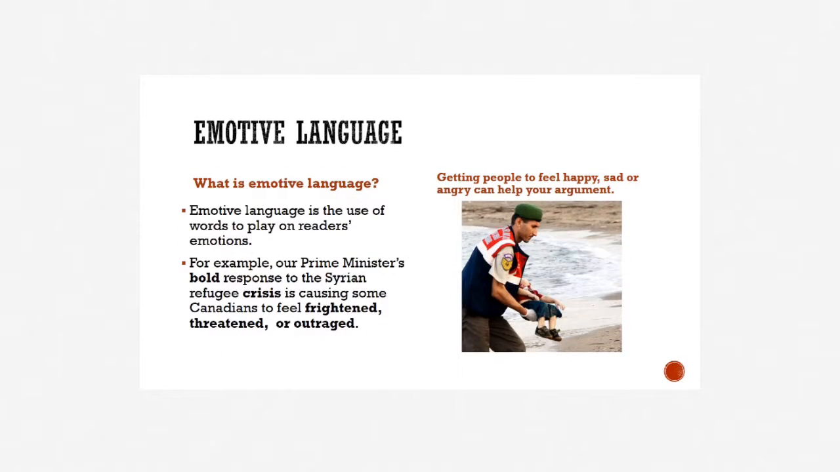In order to make your paragraph particularly persuasive, one of the things that you may do is use emotive language. Emotive language is the use of words to play on readers' emotions. For example, our Prime Minister's bold response to the Syrian refugee crisis is causing some Canadians to feel frightened, to feel threatened, or, in some cases, outraged.